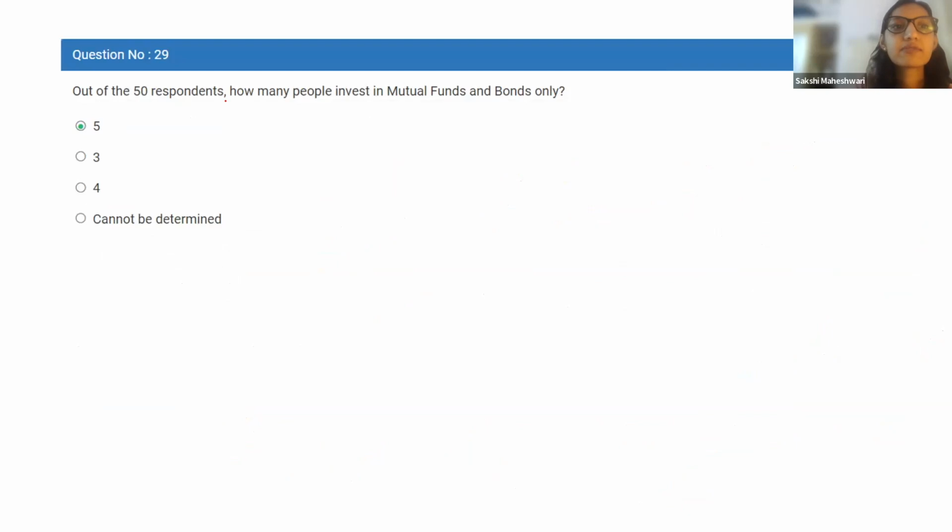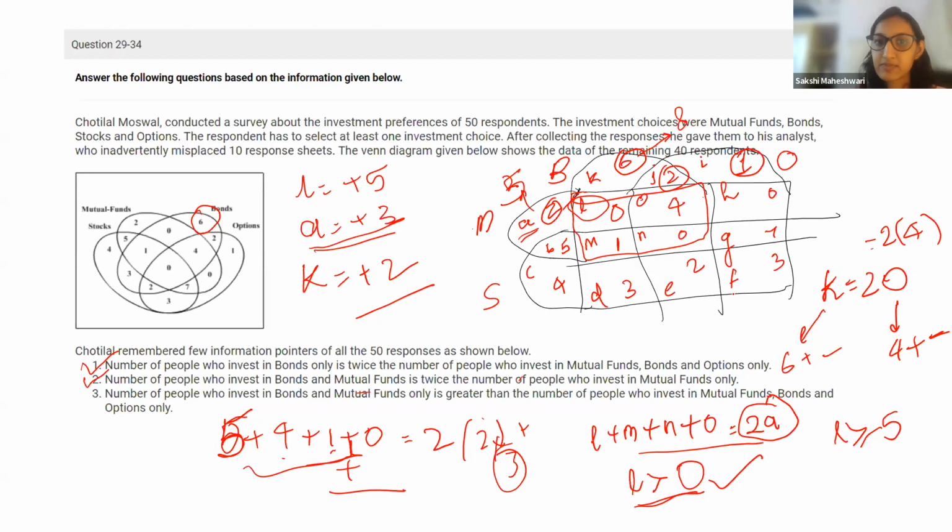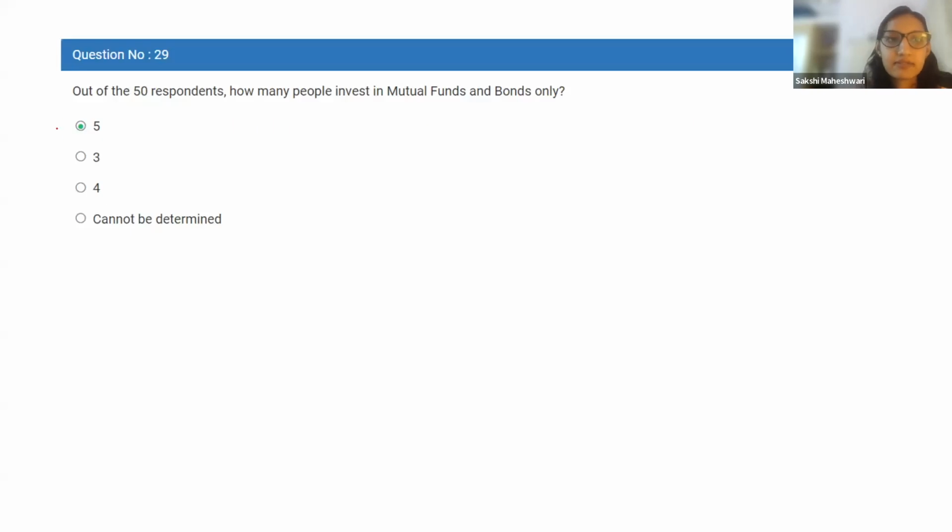So this is mentioned: out of the 50 respondents, how many people invest in mutual funds and bonds only? So remember now this is out of the 50 respondents, so you need to take into account these additions also. And this is bond, so that is L. L initially was 0 and then we have added 5 to that. So L will become 5, this will be the answer.